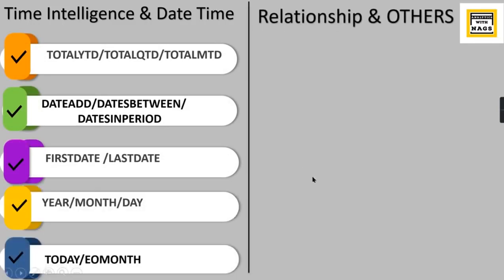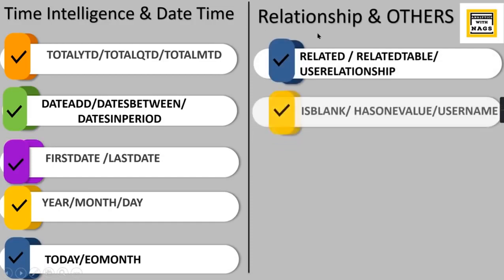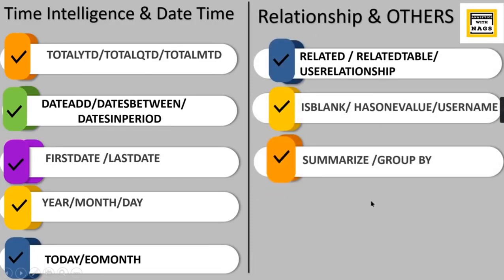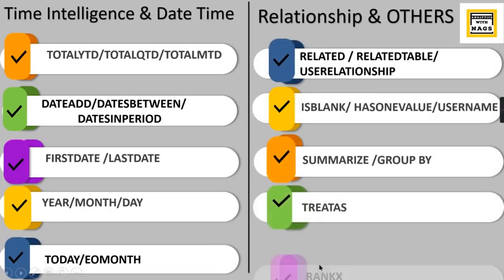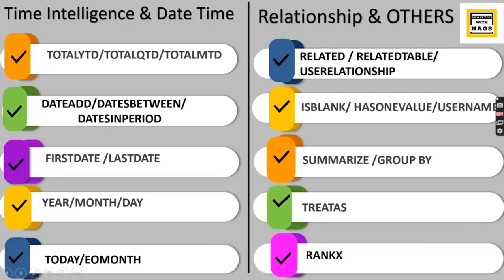Once you are familiar with these functions like RELATED, RELATIONSHIP, ISBLANK, HASONEVALUE, SUMMARIZE, GROUPBY, TREATAS, RANKX, these are my favorites. Most of the projects I used. I definitely say there are other functions I also used in my projects, but those are not predominantly used. Whatever you see in this list are the most used functions in my day-to-day projects.